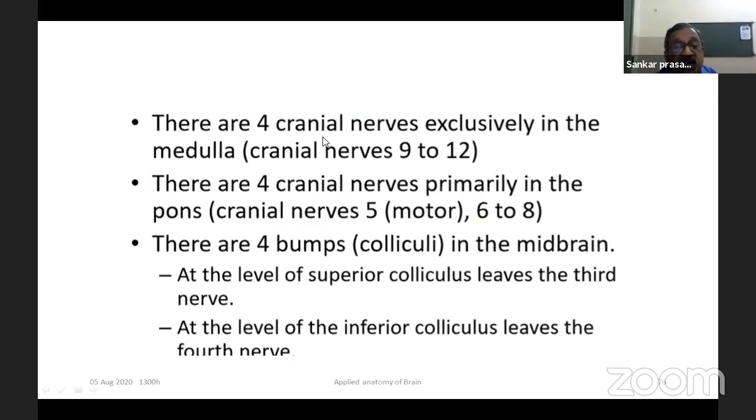There are 4 cranial nerves exclusively in the medulla, that is 9 to 12. As you see, they control parts in the oral cavity and the pharynx. So dysfunction of these cranial nerves will give rise to dysarthria, dysphagia, and dysphonia. Similarly, there are 4 cranial nerves primarily in the pons: 5, 6, 7, and 8. So you get vertigo, facial weakness, facial numbness, etc. in these four.